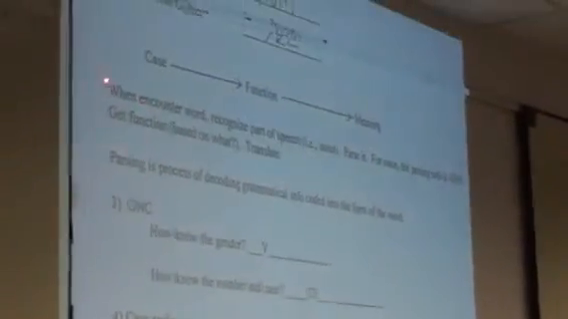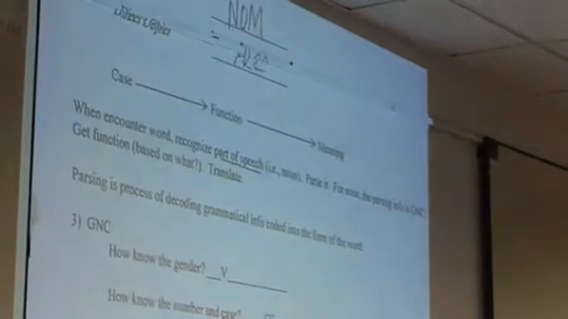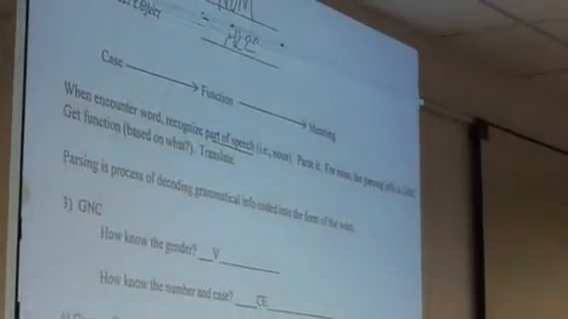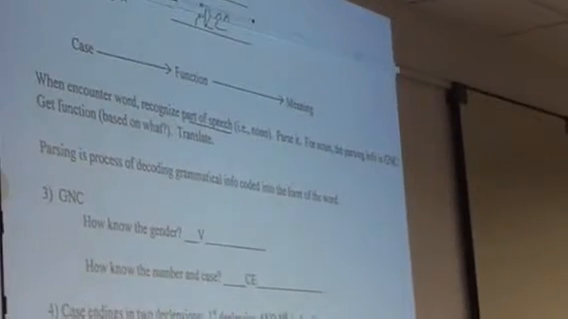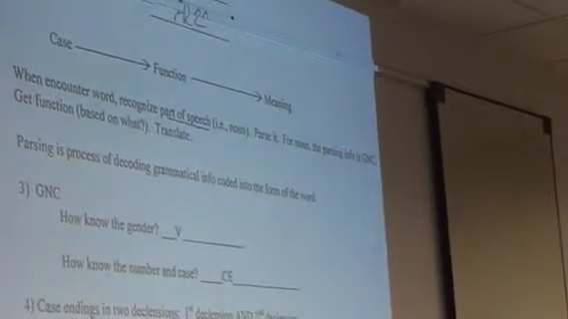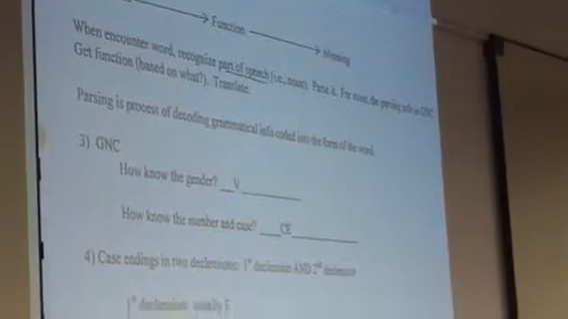All right, down here is just something that I try to give as a sort of step-by-step process. So when you encounter a word, the first thing you need to do is start recognizing what is the part of speech. What are some different parts of speech? Preposition. Conjunction. Adverbs, nouns, adjectives, pronouns, that's right. All these are parts of speech.